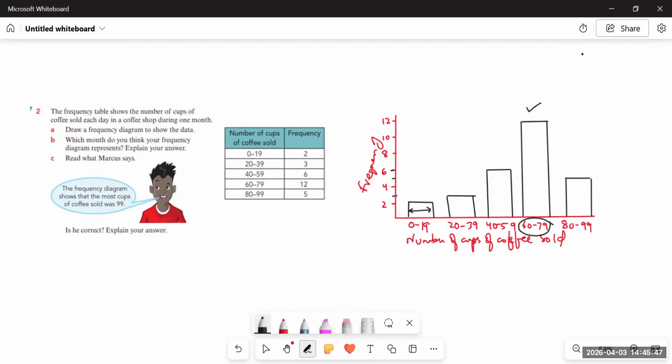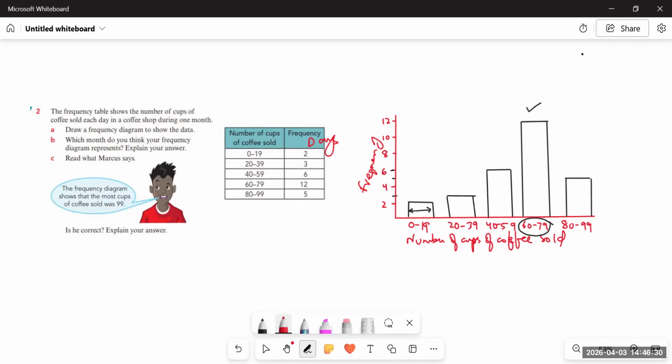So basically, students, for part B, which says, which month do you think your frequency diagram represents? What we will do, we will count the number of days. The frequency tells us the number of days. That is, on 2 days, 0 to 19 cups were sold, on 3 days, 20 to 39 cups were sold, and 40 to 59 cups were sold on 6 days. There were 12 days in which 60 to 79 cups were sold, and then there were only 5 days on which 80 to 99 cups were sold. So it tells us about the days, right?